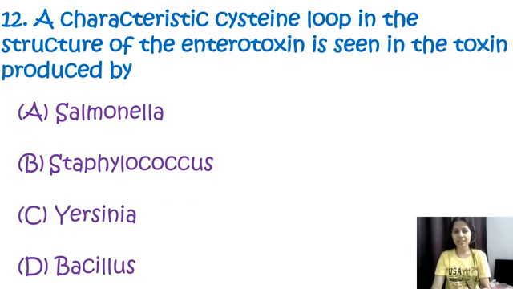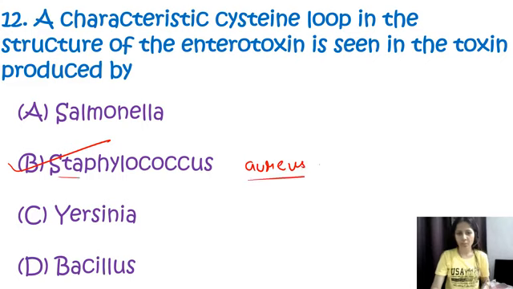Question number 12. A characteristic cysteine loop in the structure of the enterotoxin is seen in the toxins produced by. Options are Salmonella, Staphylococcus, Yersinia, or Bacillus. My correct option will be B, that is Staphylococcus. They produce an enterotoxin that contains a characteristic cysteine loop in its structure. This enterotoxin is responsible for causing the symptoms of staphylococcal food poisoning when ingested in contaminated food, more specifically Staphylococcus aureus. So the correct option is B.